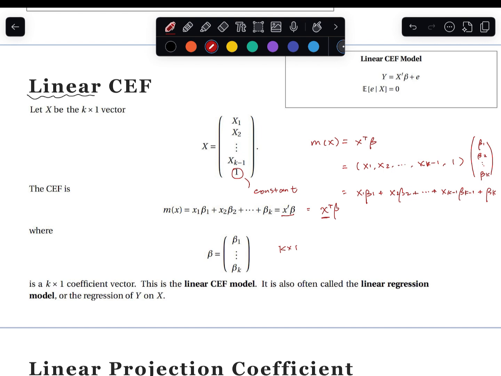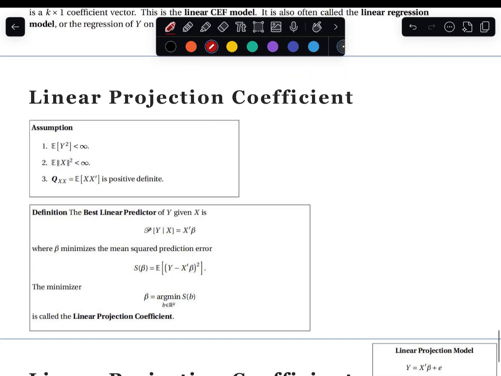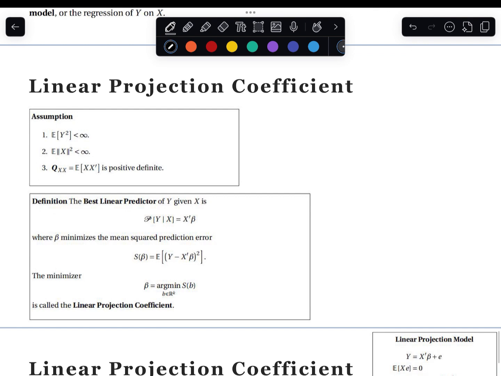And I believe that during your first course of econometrics, or the second, but at least the first chapter, you will learn the linear CEF. And it may also be called OLS when you add some assumptions and conditions to the linear regression model. And let's go to the next part, which is the linear projection coefficient, or the linear projection model.